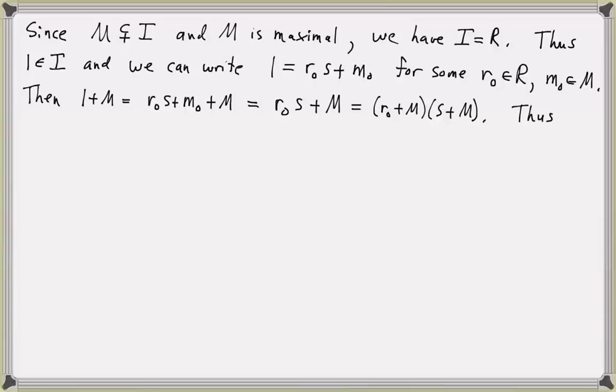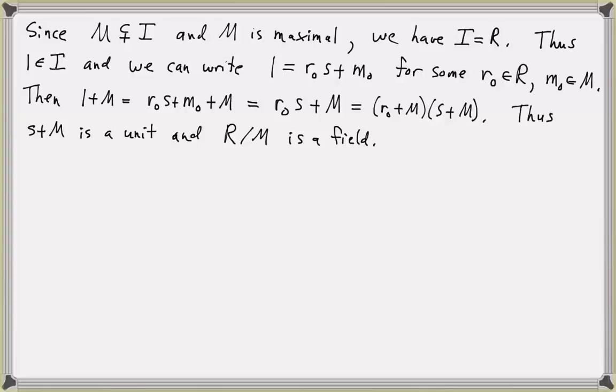So thus, S plus M is a unit, and since it was an arbitrary non-zero element, we know that the factor ring R mod M is a field. So that proves the forward implication.